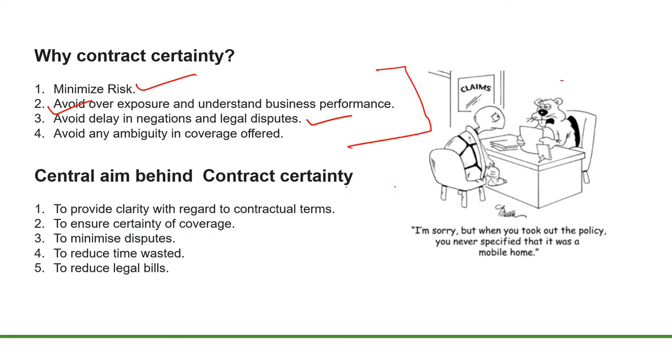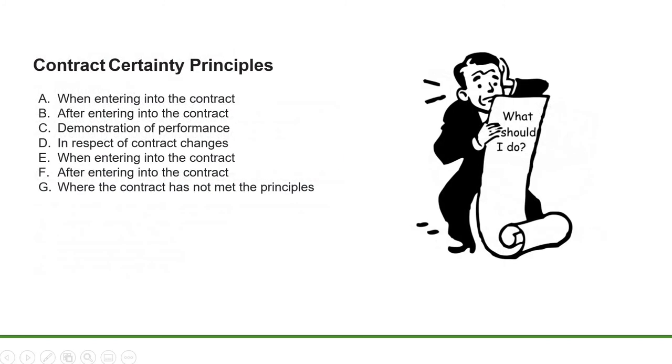So what is the central idea behind the contract certainty? Now, the thing is pretty fair and straightforward: to provide certainty regarding the contractual terms, ensure the certainty of the coverages, minimize dispute, reduce time wastage, and reduce the legal bills. So these are the central ideas behind the contract certainty. Let's talk about the principles of the contract certainty, which is very, very important.